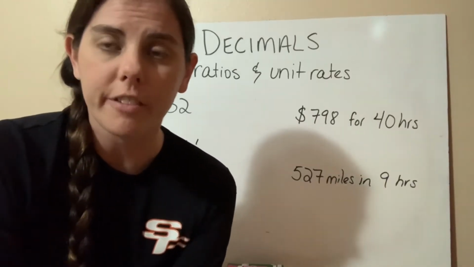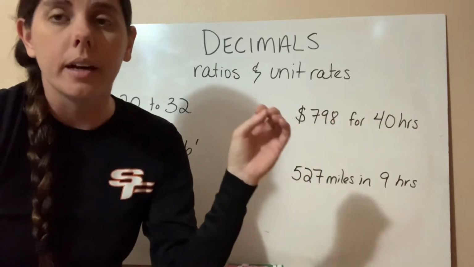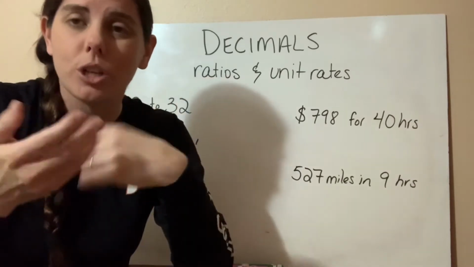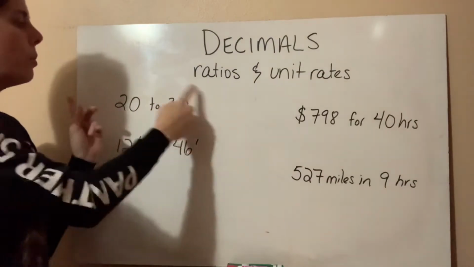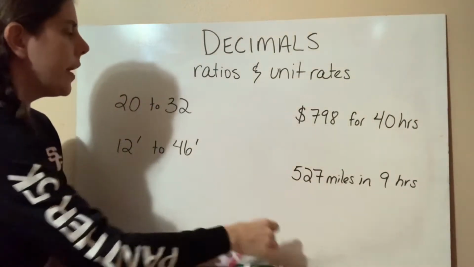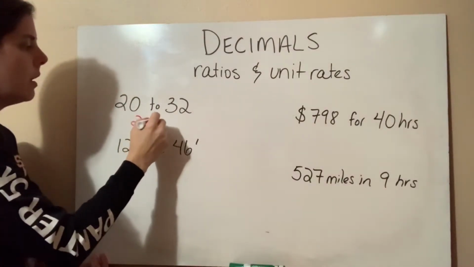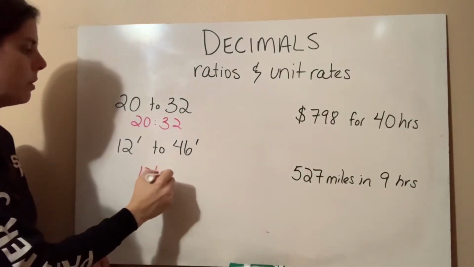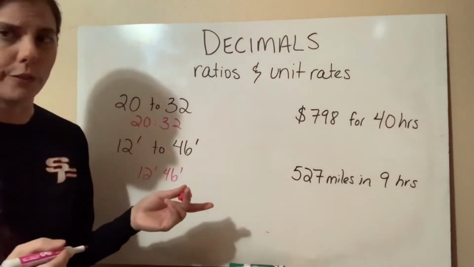In section 5.6, we're going to talk about ratios and unit rates. And taking a problem and turning it into a ratio or a fraction is quite simple. So we have a couple ratios right here, 20 to 32 or 12 to 46. And if we wanted to put them in ratio form, you might see them 20 with the little colon to 32, or 12 feet with the colon to 46 feet. But how do we turn those into a fraction?